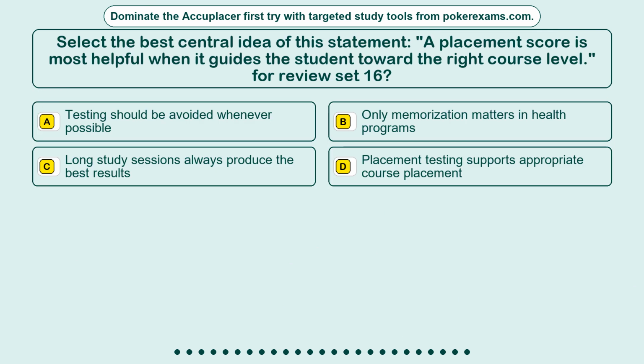Question 13. Select the best central idea of this statement. A placement score is most helpful when it guides the student toward the right course level. For review set 16. Option A. Testing should be avoided whenever possible. Option B. Only memorization matters in health programs. Option C. Long study sessions always produce the best results. Option D. Placement testing supports appropriate course placement.